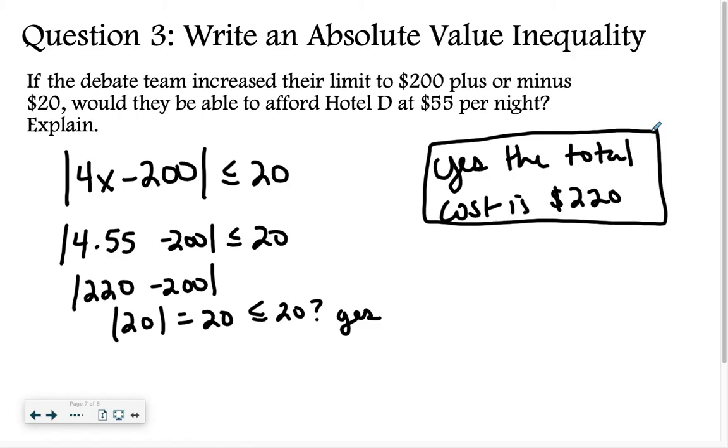All right, hopefully for this last one, you set it up the same way. You said 4 times the amount, because 4 is the number of nights. 4 times 55 in this case. And then you would subtract 200 because that's the amount of money they're allowed to spend. And then you do the absolute value of that number. In our case, it was 20. The absolute value of 20 is 20. So then we say, is 20 less than or equal to 20? Yes. So your answer would be yes, the total cost is $220, which is within that $20 range.